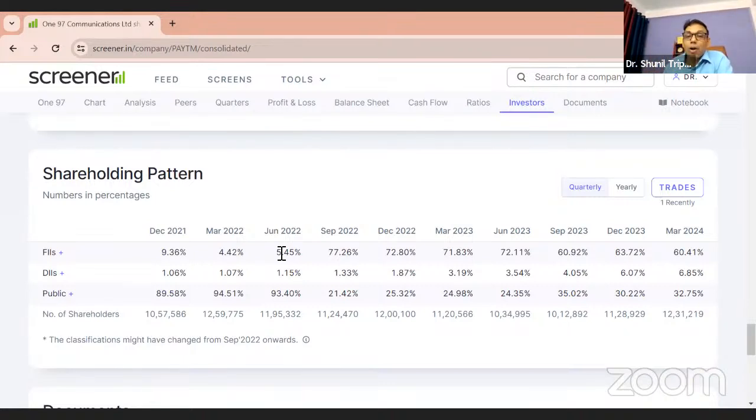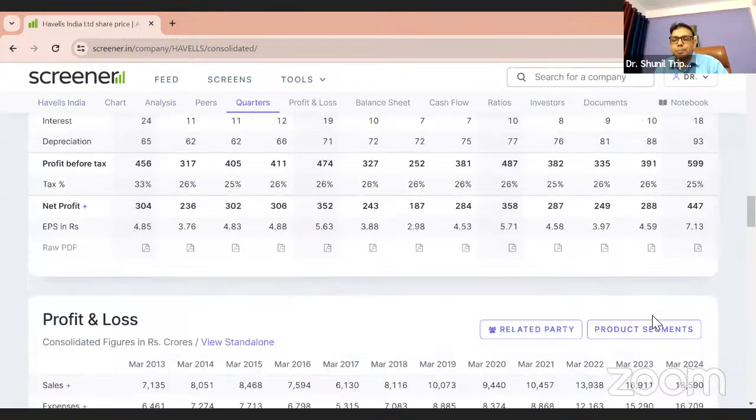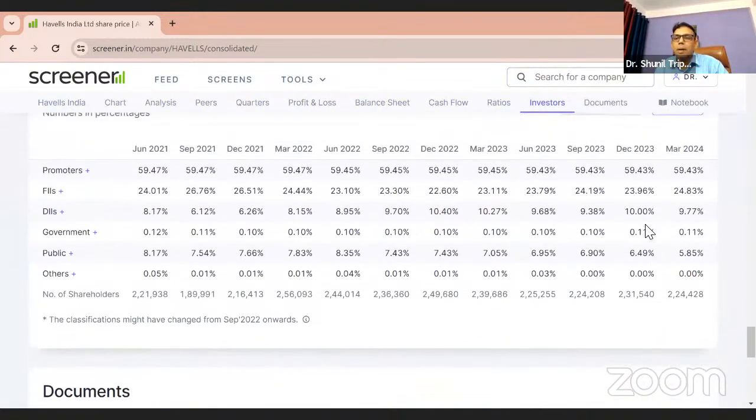Promoters know this thing. So if you find promoters holding decreasing, now if presently you see Paytm, promoters have decreased their shareholding from 63% to 60%. That means promoter here also is not in comfort of keeping the company. On the other hand, suppose I want to say Havells. Let me see what is happening with Havells. If I see Havells, promoters have consistently kept 59.43. They are not selling the share.